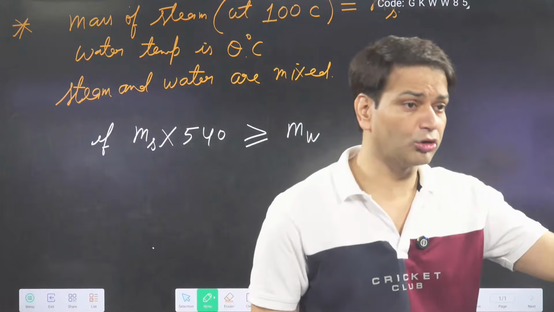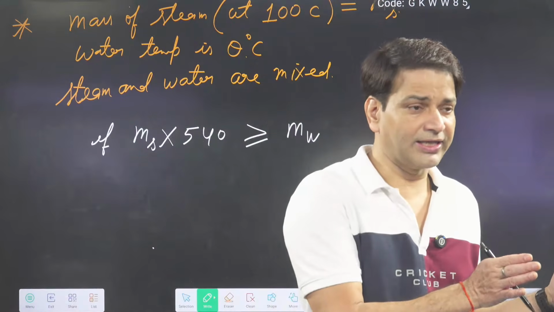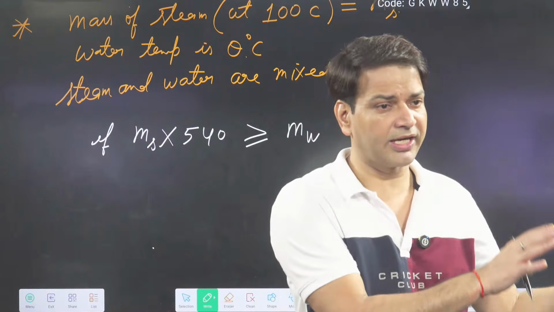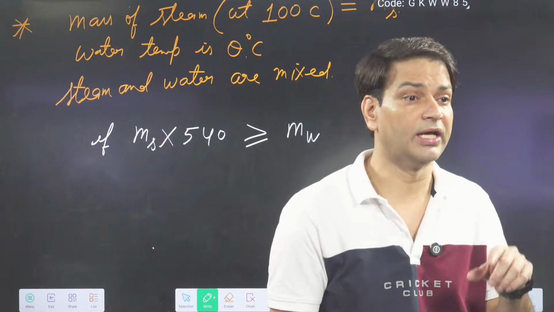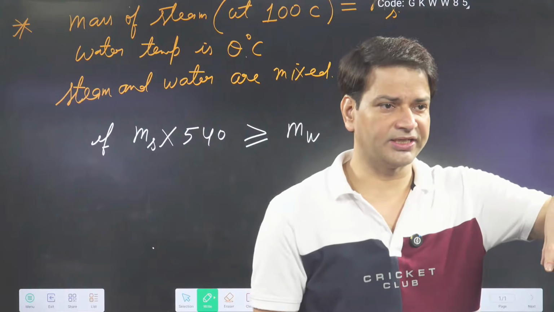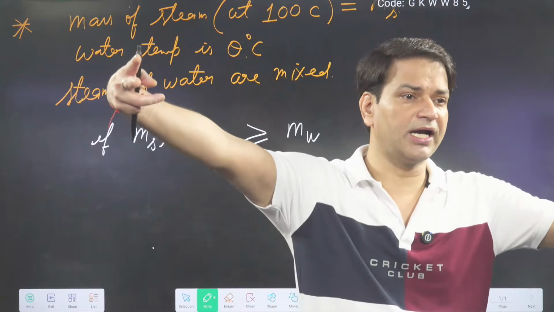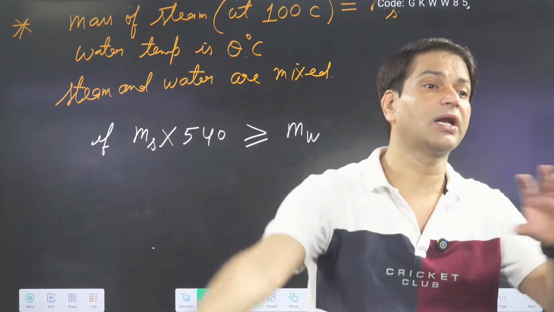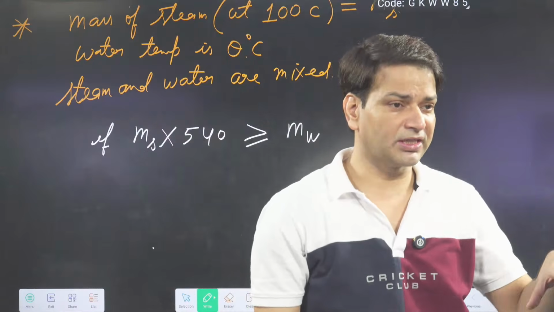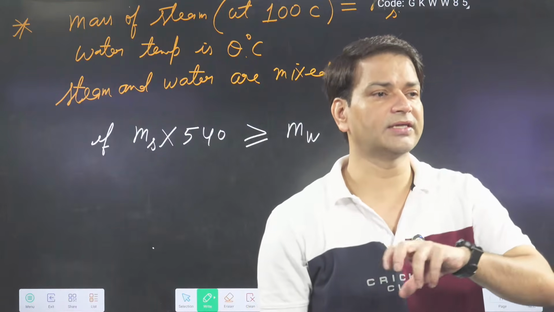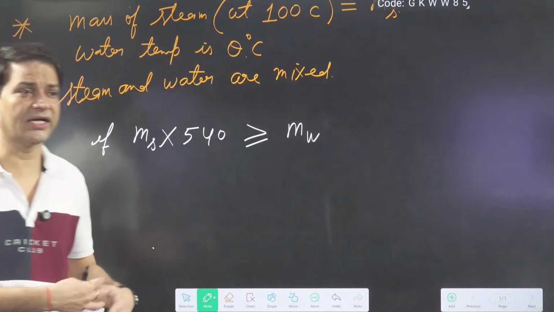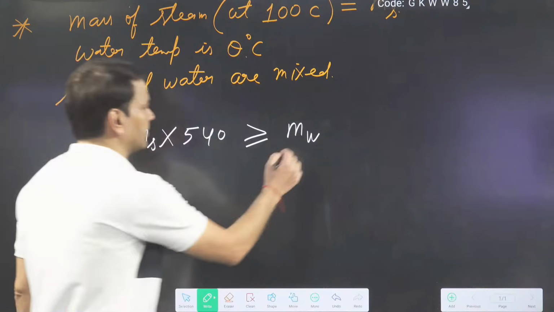So water will not go to 0. Final temperature will be 100, so what is the delta theta for the hot water? 100 minus theta, not theta only, 100 minus theta. Why? Because the water is at theta. Final temperature will be 100, then delta theta for the water is 100 minus theta. In the case of ice and water, final temperature was 0, so we took theta minus 0, equal to theta. But here water is at theta, it will go to 100. Then what is the delta theta?